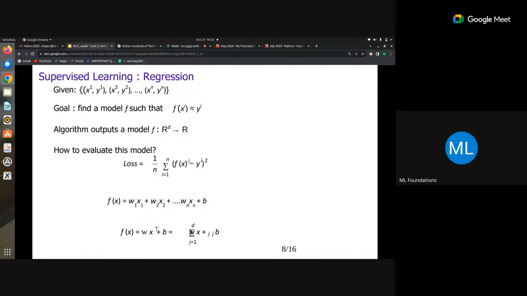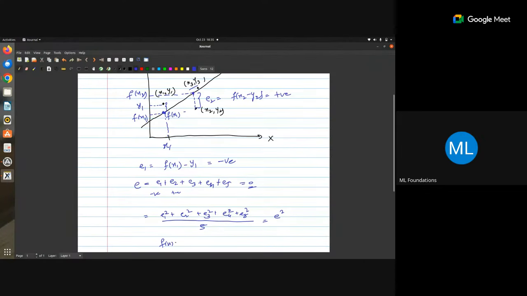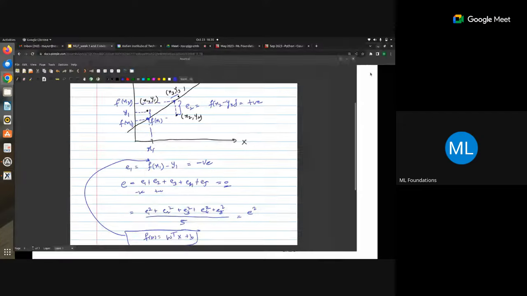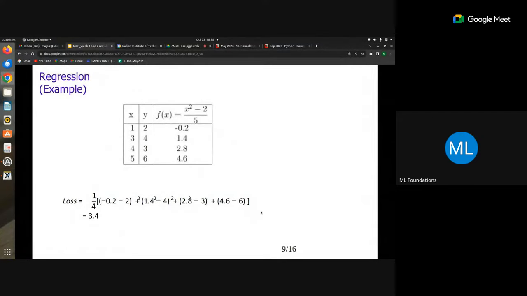So generally this function will look like w1 x1 plus w2 x2 plus wn xn plus b. You know the matrix, right? So this is a dot product. If I want it in matrix space, how do I write that? w transpose x plus b. So my function will look like this: f of x equals w transpose x plus b. This goes here, and then I'll calculate all the loss, so it becomes a loss function. This is about regression.